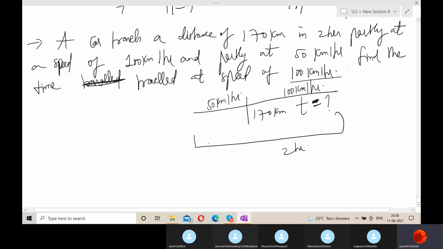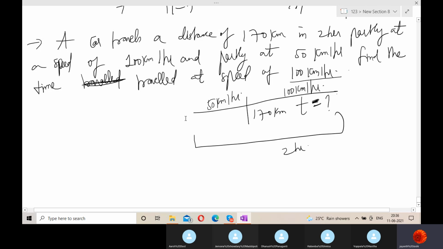So this is what they want. Previously also we found t, now also we will find t, but now the things would change. How the things would change, please understand. In this particular problem, they have given speed and distance and they are asking us to find time. In the previous example, they gave us distance and time and they gave the difference in speed.